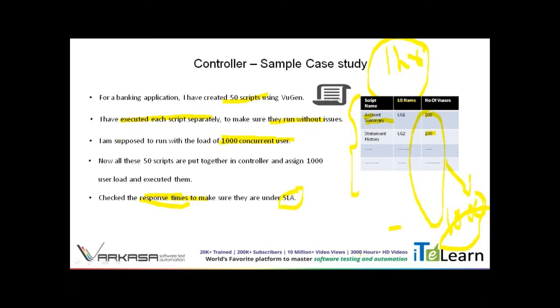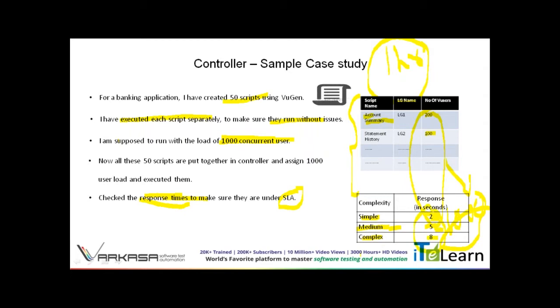So look for the response times and make sure that they are as per the SLA. SLA is nothing but what the client will give as part of the NFRs. The client said something like this: for all the simple functionalities, the response time should be less than or equal to 2 seconds. For the medium, the response time should be less than or equal to 5 seconds, and all the complex functionalities should have a response time of less than or equal to 8 seconds. This is what my client said. Now you check the response times you got for these different scripts and make sure they are as per the SLA, or the non-functional requirements.